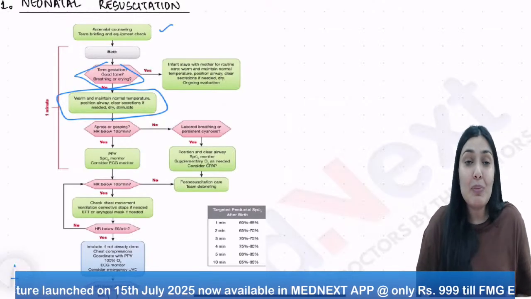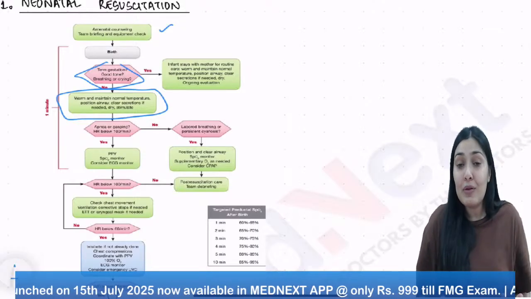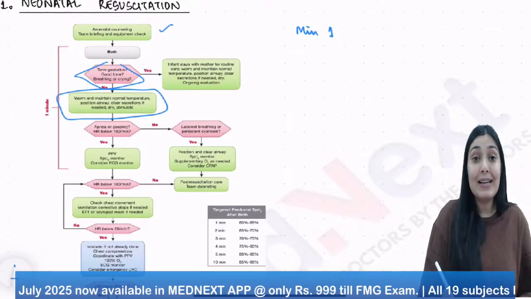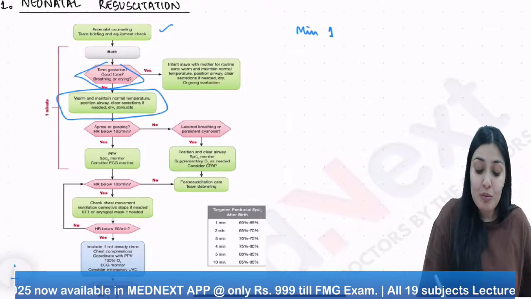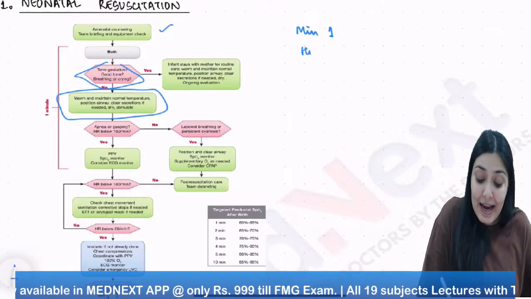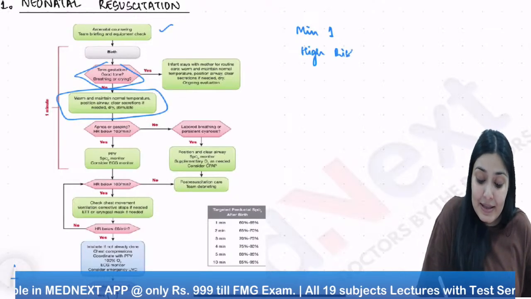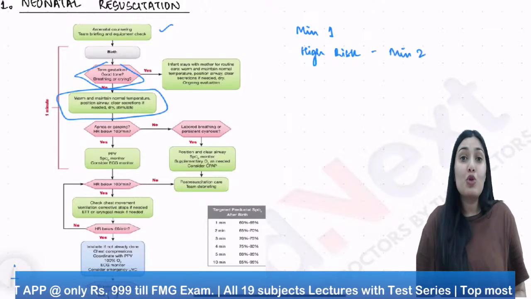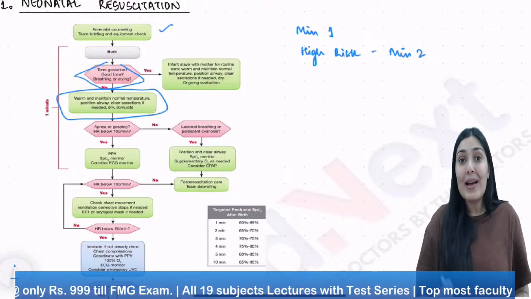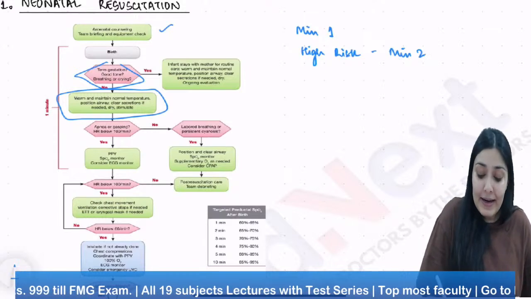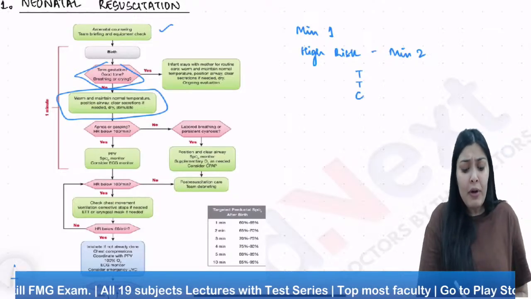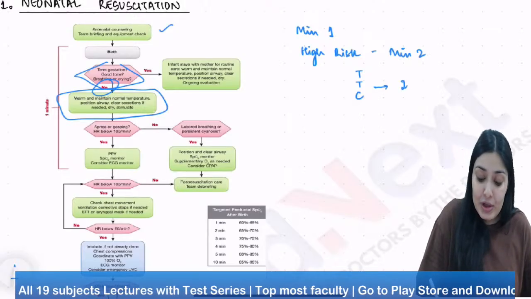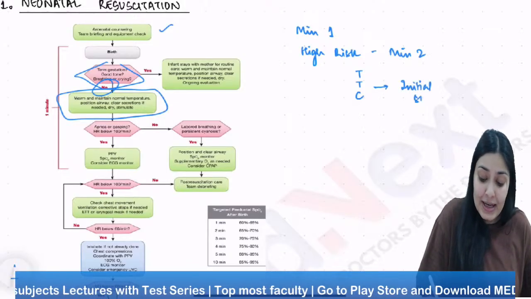equipment. How many people should be available at the time of delivery for resuscitation? Minimum one person, minimum one personnel that is trained in NRP should be there for the delivery. And if it is an anticipated high risk delivery, then minimum two should be there. As soon as the baby is born, you ask three questions: term, tone, cry, right? If the answer to any of these questions is no, you will start with the initial steps of resuscitation.